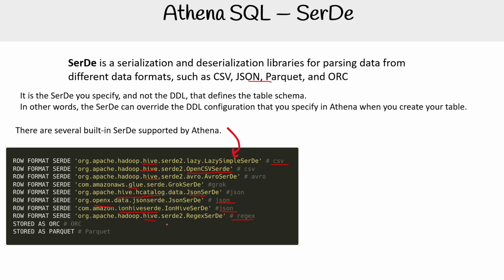In the last example, we showed that. If you have ORC, you just do STORED AS ORC. And then if it's Parquet, you just say STORED AS PARQUET, because those are like binary files. So there's nothing to exactly do there.